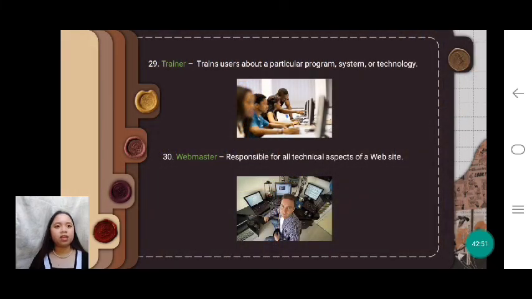Number 29. Trainer, trains users about a particular program, system, or technology. So the trainer is the one who teaches or trains the users about a particular program, system, or technology. They are helping the users on what are the things that they need to do.